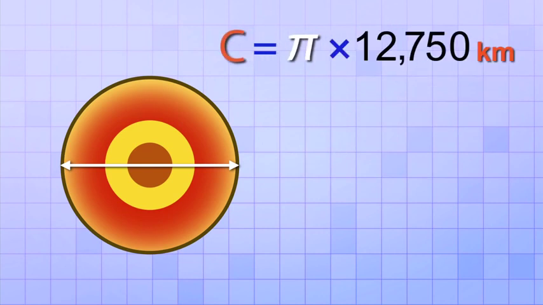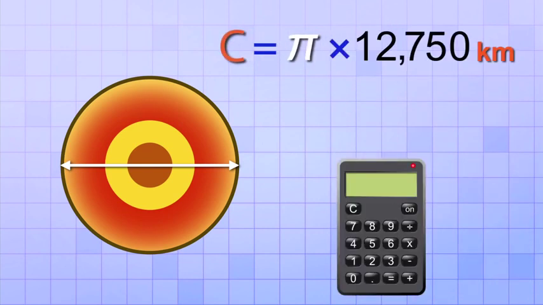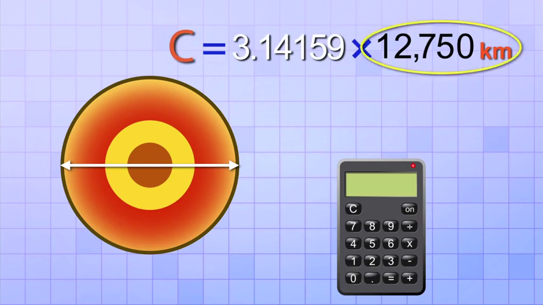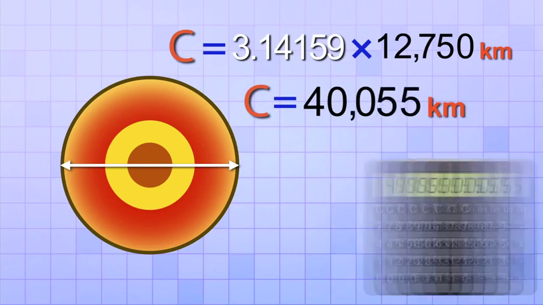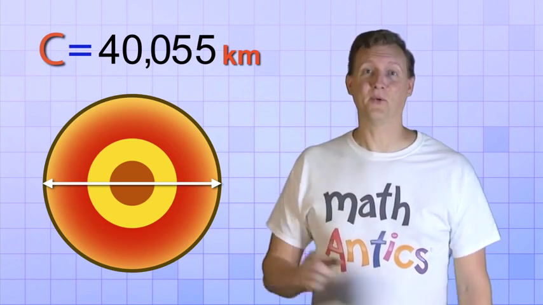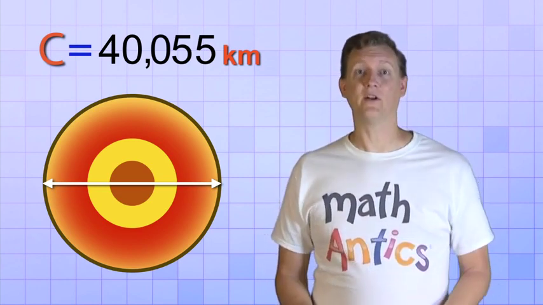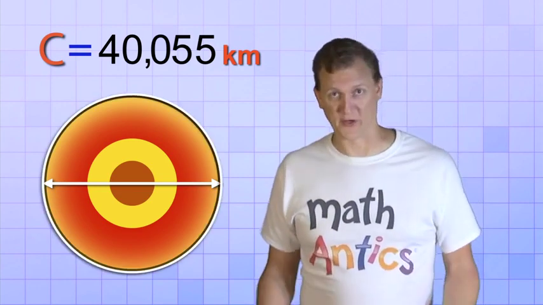Now I'm definitely going to use a calculator for this. And I'm going to use a more accurate version of pi since this is such a big distance. So 12,750 times 3.14159 equals 40,055 kilometers to the nearest kilometer. Wow, that's a pretty big circumference. No wonder it takes so long to go all the way around the Earth.